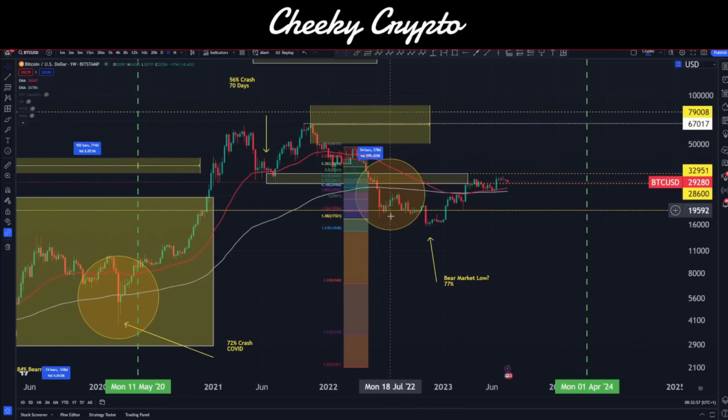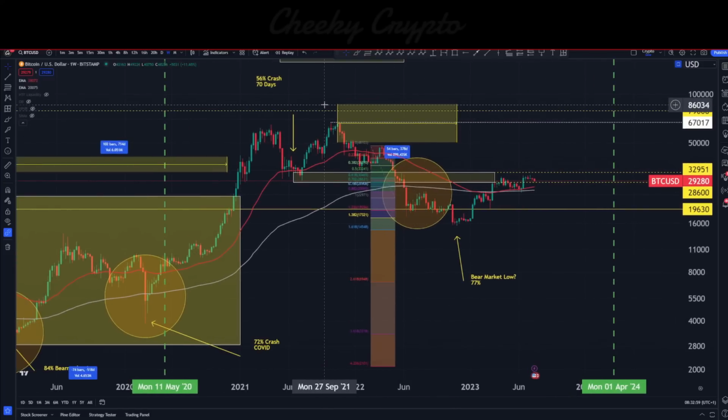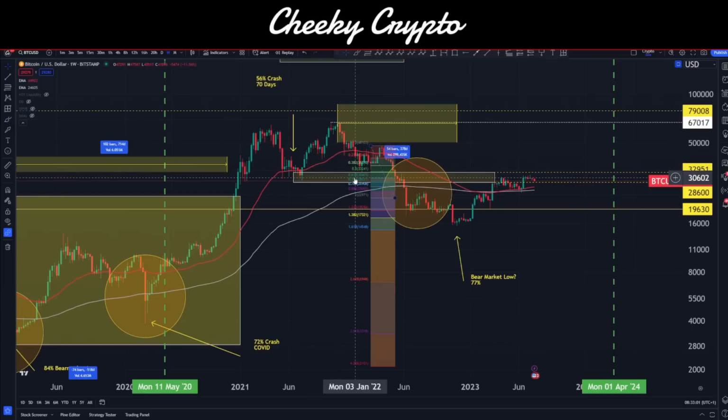And we bounced up and then we moved down. This time, however, not only do we have a different kind of initial pullback and bounce, but we also went down deeper than the 1.236.